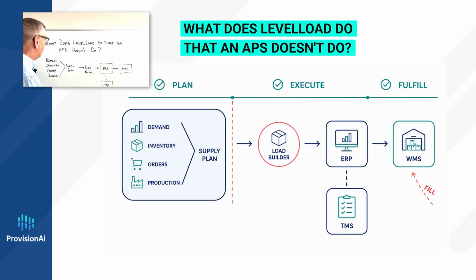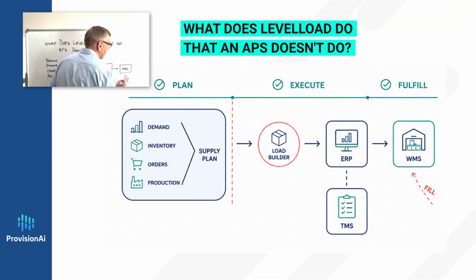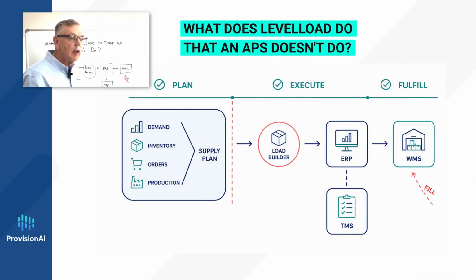The problem is there's a wall here. Okay, and that wall is traditionally about here. It doesn't understand exactly what the loads are going to be and how the load builder is going to do. Doesn't understand carrier availability or cost. Doesn't understand that this warehouse is full and can't accept the product. It's just saying, I'm pushing things out there blindly.